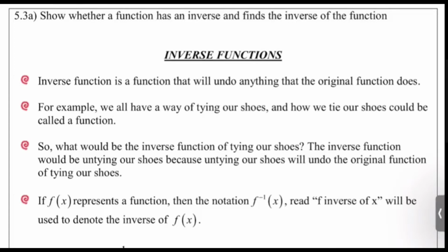So ikat tali kasut ni kita katakan dia adalah satu function. So apa yang akan berlaku kalau kita ada inverse function untuk ikat tali kasut tu? Dia akan jadi buka balik semula ikatan tali kasut kita. Macam itulah. Okay. So inverse function ni actually dia akan undo balik apa yang original function kita buat tadi.